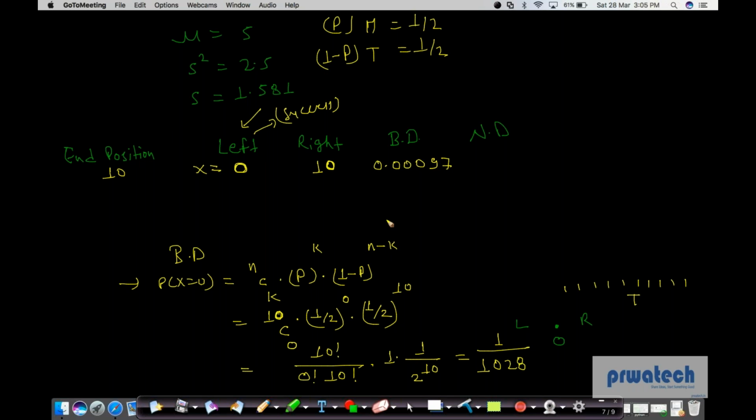Let me reiterate this whole scenario. What I did here: I'm standing here, and I said if I get a head, I'll take a turn towards this side. If I get a tail, I'll take a turn towards this side, one step each time. Then I said I get 0 times head and all the times tail, which means my end position is 10 steps towards the right.